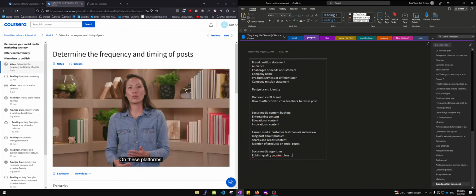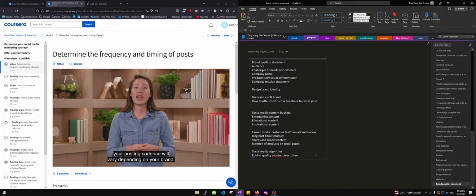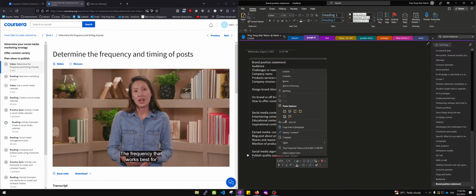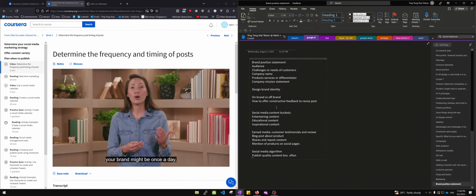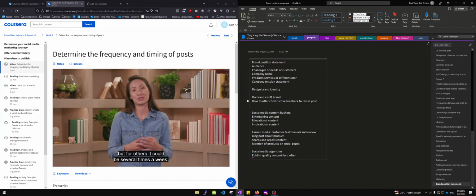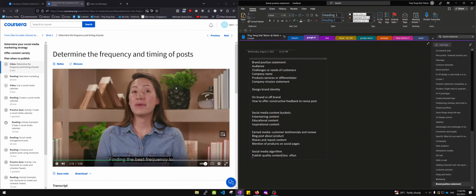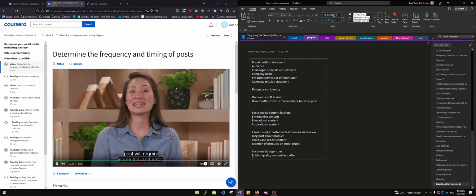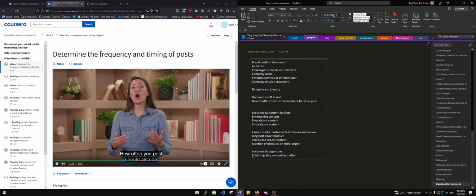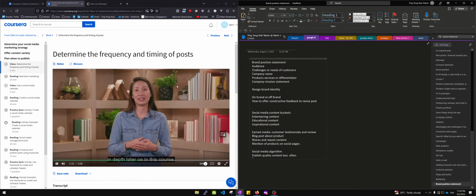On these platforms, your posting cadence will vary depending on your brand. The frequency that works best for your brand might be once a day, but for others could be several times a week. These are just general guidelines. Finding the best frequency to post will require some trial and error. How often you post should also be informed by testing and analyzing your results and the resources available to you. We will discuss testing and analytics in depth later on in this course.